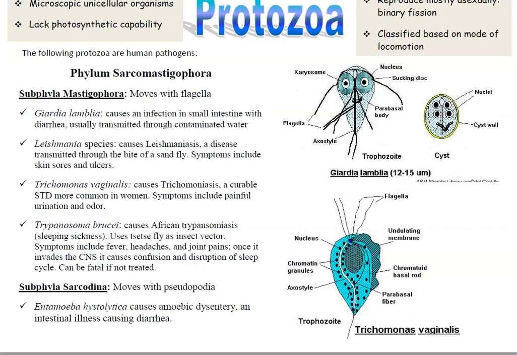The next subphyla is Sarcodina. These guys move using what's called pseudopodia. A pseudopod, pseudo means fake and pod means foot, so it means it's a fake foot. An example is Entamoeba histolytica, which causes amoebic dysentery. It's an illness that causes diarrhea.